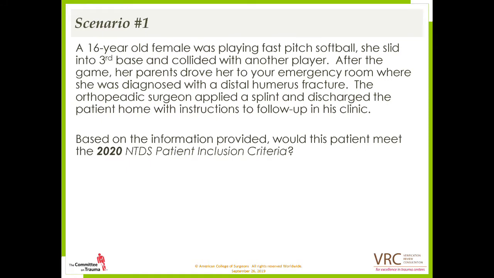So I'm sure you have a lot of questions going on in your head, and that's okay because this is change and it's new. So what we're going to do is go over some scenarios and talk about what would or wouldn't meet the NTDS patient inclusion criterion. You can see the first scenario here on your screen. We have a 16-year-old female who is playing fast-pitch softball, slides into third base and collides with another player. After the game, her parents drove her to the ER where she was diagnosed with a distal humerus fracture. The orthopedic surgeon applied a splint and discharged the patient home with instructions to follow up in his clinic.